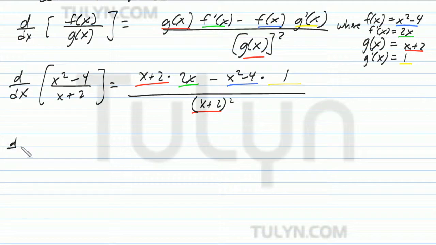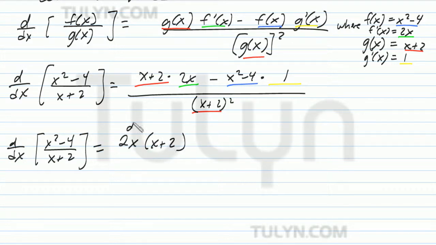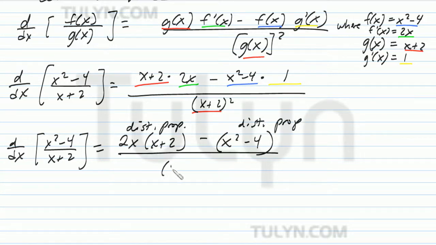And so the derivative of x squared minus 4 divided by x plus 2 equals 2x times x plus 2, use distributive property right here, minus x squared minus 4, use distributive property right here and distribute the negative, all divided by x plus 2 squared, which will require a FOIL if we factor it out.